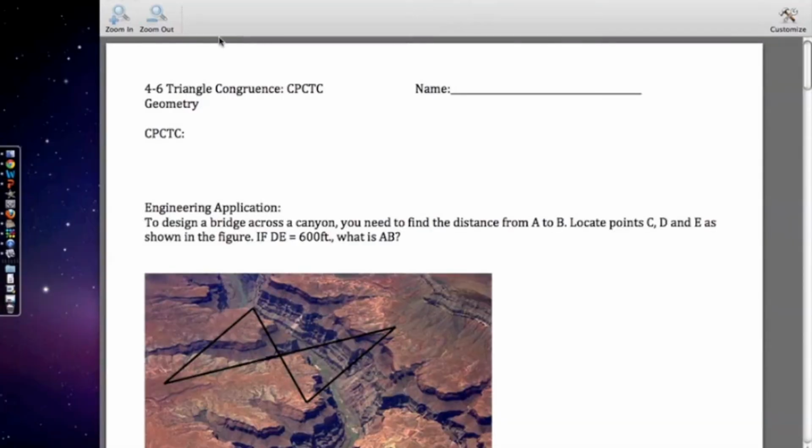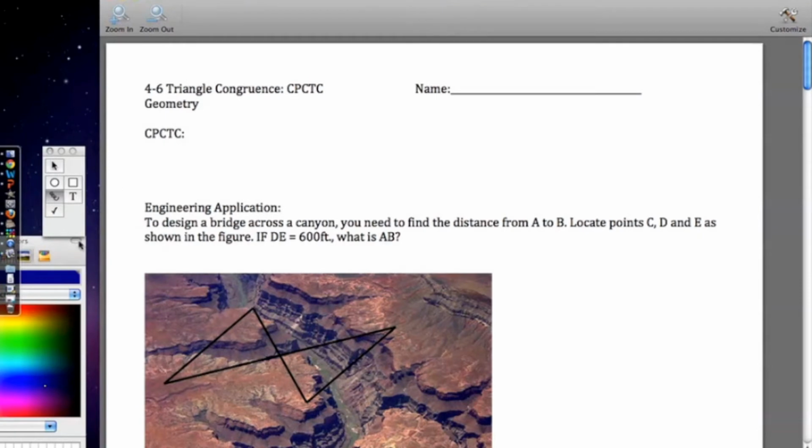Today's topic is going to be section 4.6, which is about triangle congruence, CPCTC. This is another way that we can prove some of these theorems and use them to help us prove that triangles are congruent. We're going to start to see that some of the ways that we use these to prove that triangles are congruent are going to help us solve real-world problems. So let's take a look at this.